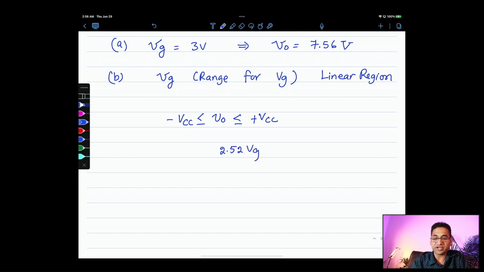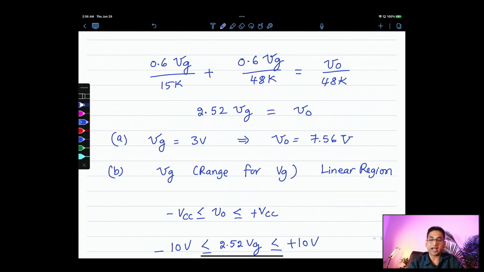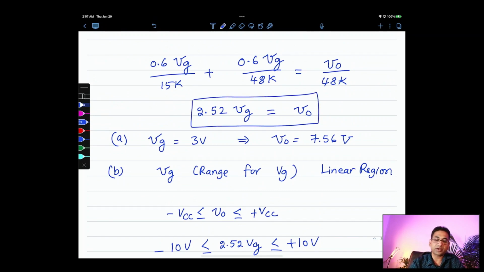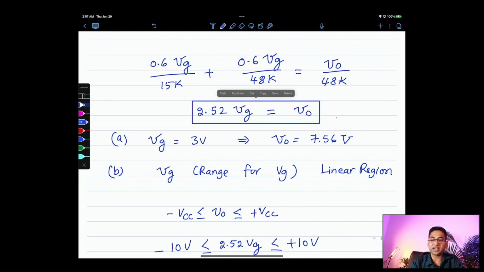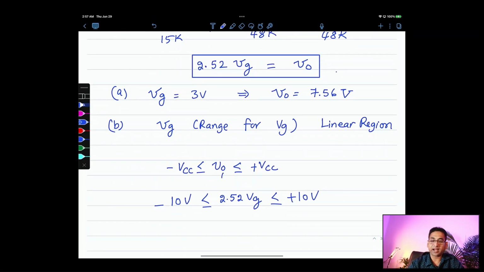2.52 Vg should be greater than or equal to negative VCC, which is really negative 10 volts, and less than or equal to plus 10 volts. You see where I'm going with this, right? Negative 10 should be less than or equal to 2.52 Vg, which is in turn less than or equal to 10. I got this Vo equals 2.52 Vg earlier, and that is how I plugged in the value of 2.52 Vg.